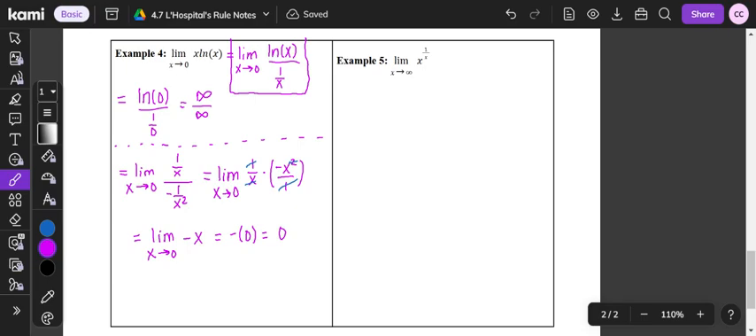So now we know the limit as x approaches 0 of x times the natural log of x is just 0.